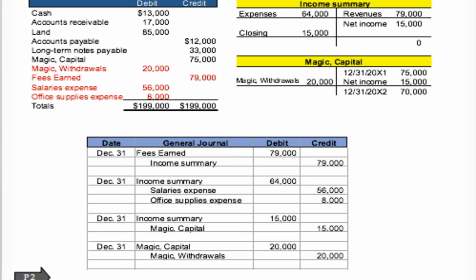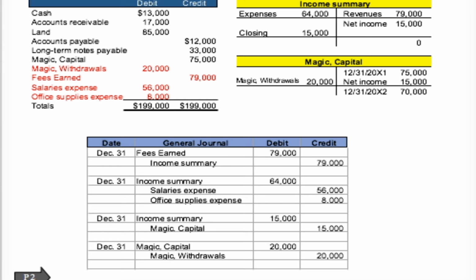We know that the total liabilities and equity must equal total assets of $115,000 based on the concept of a balance sheet and also the basic accounting equation. Total equity is $70,000, so you have the $115,000 minus $45,000 in total liabilities. So the end of the year balance in Magic Capital must equal $70,000.